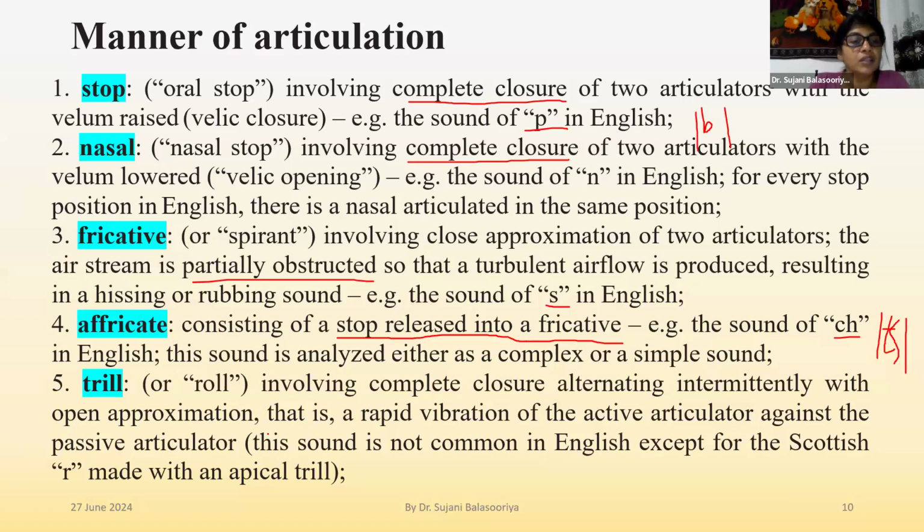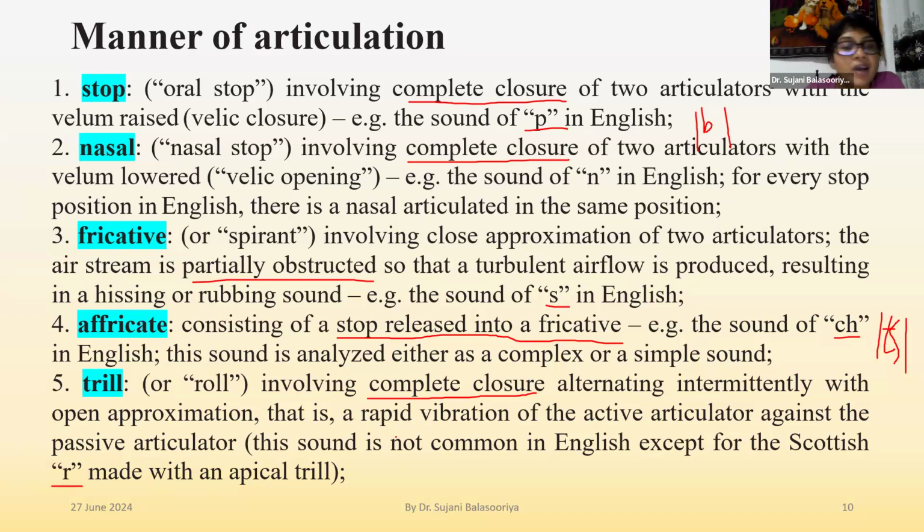You have another manner, number 5, trill or roll. Here also we can find a complete closure, right? Alternating intermittently with open approximation, right? Complete closure, the airflow is completely blocked, and there is this rapid vibration of the active articulator against the passive articulator, right? The example for trill is r sound, r, right?